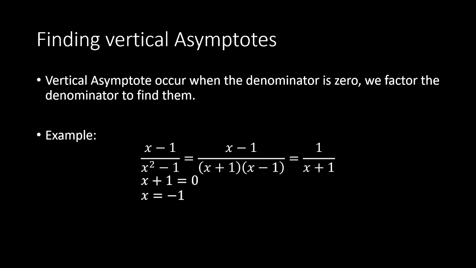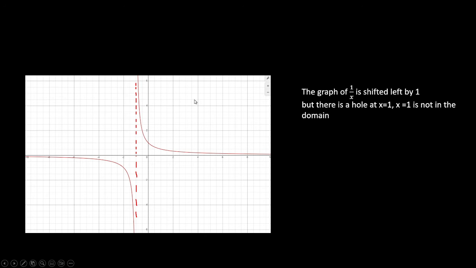So let's look at this. In order to find the vertical asymptote, you look at where the denominator is 0. So basically, we factor the denominator to find them. And here, this is a problem: x minus 1 over x squared minus 1. Factor x squared minus 1, and here we cancel these out. So you're left with 1 over x plus 1. Solve for x, we get negative 1. So the vertical asymptote is at x equals negative 1. And we always represent an asymptote with a dotted line.